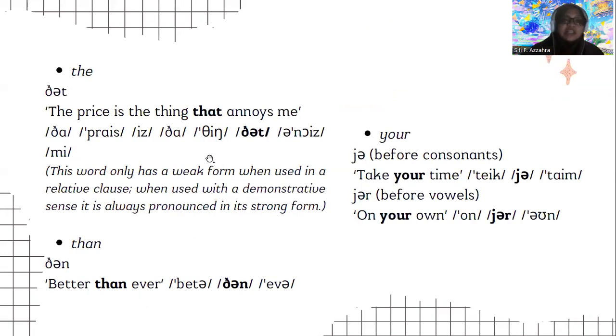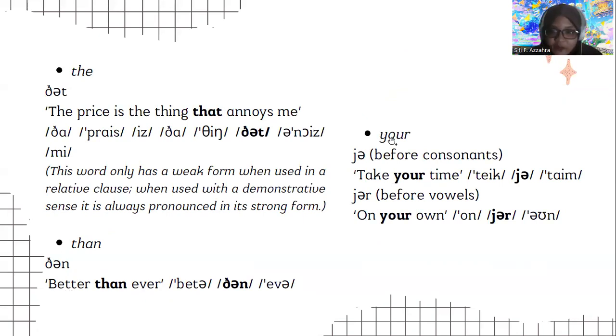Okay, the next one is that. I think I mistyped this. I think it was that. That is pronounced like that, like here. The price is the thing that annoys me. Okay, then the next one we have is than, like in better than ever.